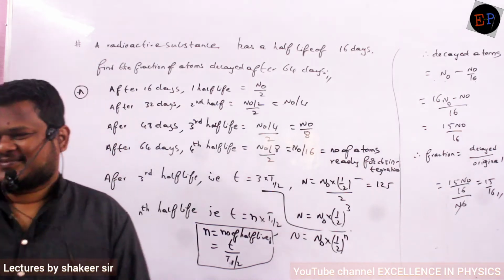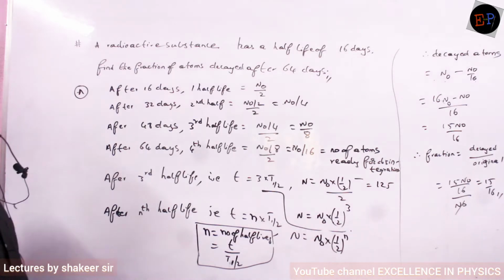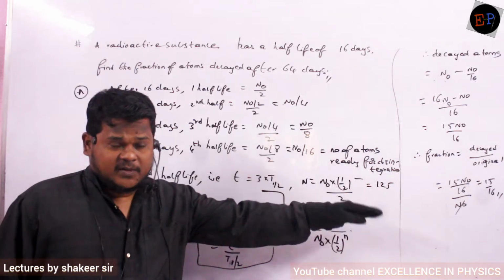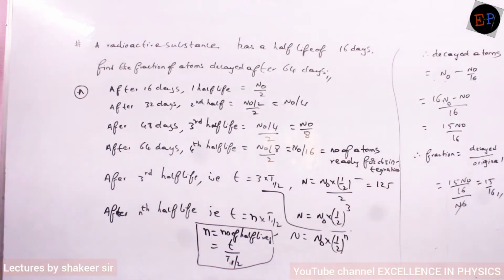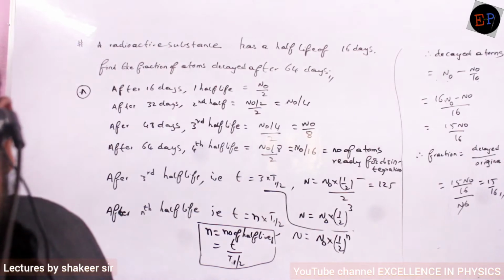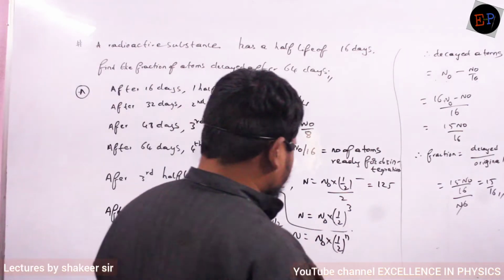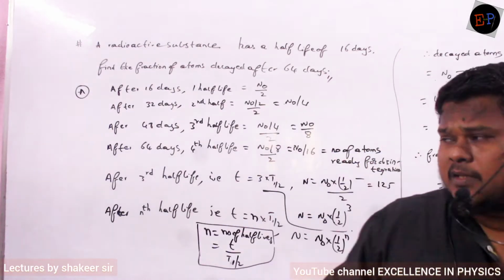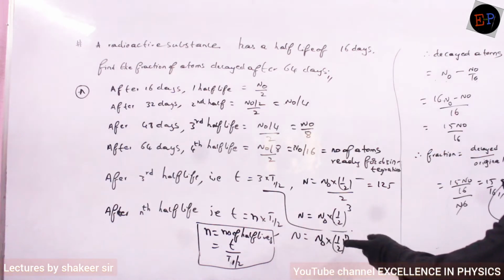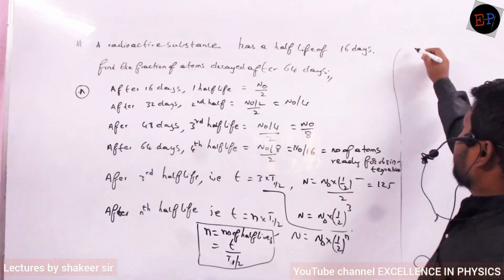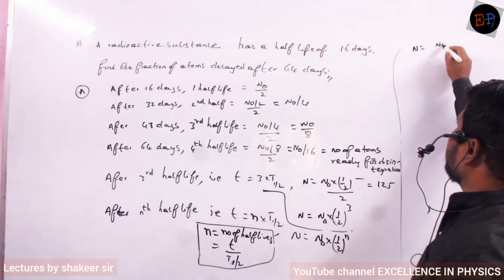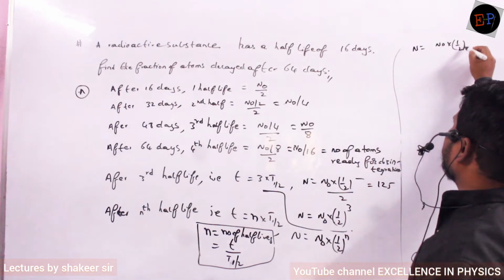So this is the general method of solving. Now if you use the equation, see whether you get the same answer or not. The shortcut equation is also there. Now let us proceed according to the formula. This is the formula: N is equal to N naught multiplied by 1 by 2 power n.